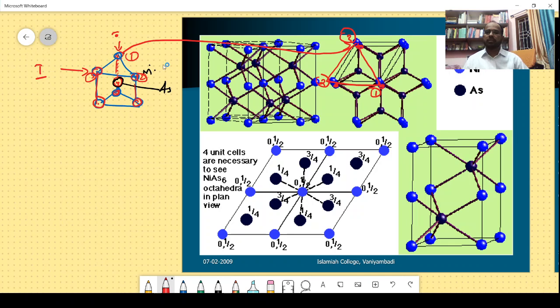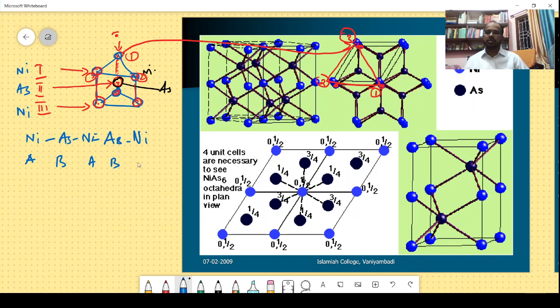Okay, the first layer, and the second layer, if you see it from the top, the second layer will be this one, and then the third layer will be this one. Okay, you can see that the first layer is nickel, second layer is arsenic, third layer is again nickel. So you have NiAs, NiAs, NiAs, right? If you consider this as layer A, this as B, and this as A, and this as B, and this as A, you call as layer AB type of arrangement.